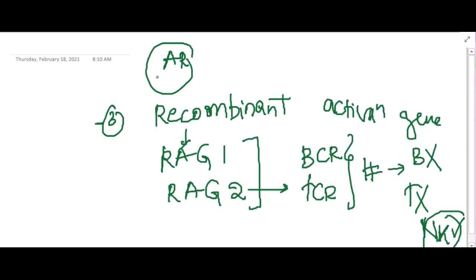Now the third defect in autosomal recessive type occurs due to the defect in recombinase activating gene. Normally this recombinase activating gene codes for B cell and T cell receptors, but because of the defect in recombinase activating gene, these B cells and T cells are also defective. Thus there are no B cells, no T cells, but NK cells are present. So these are the different mutations.